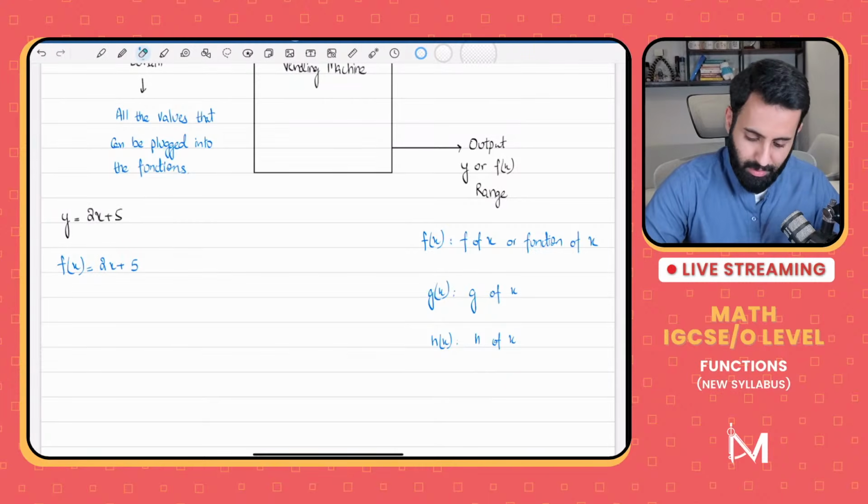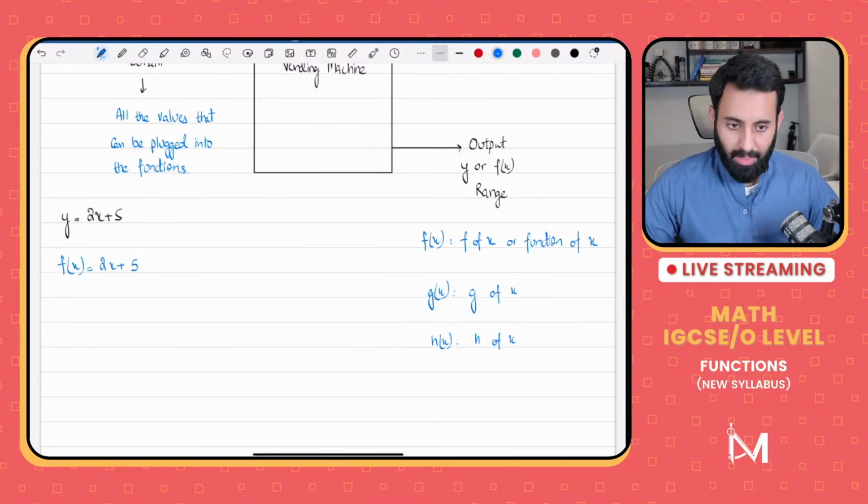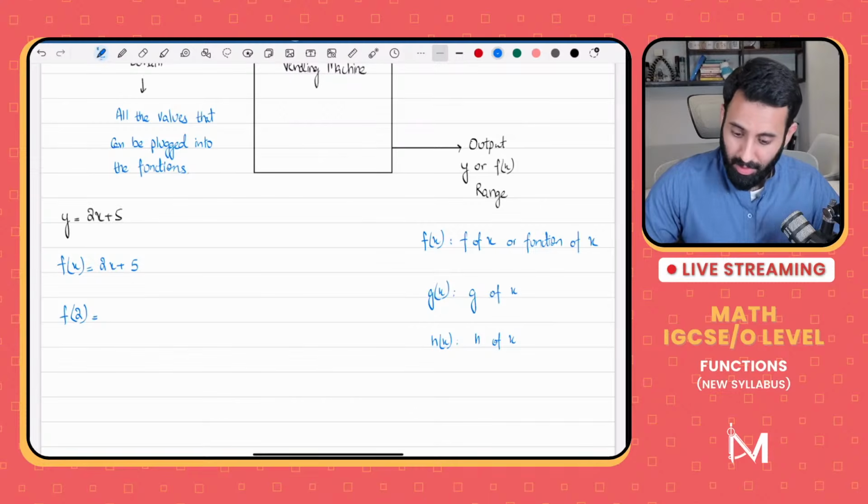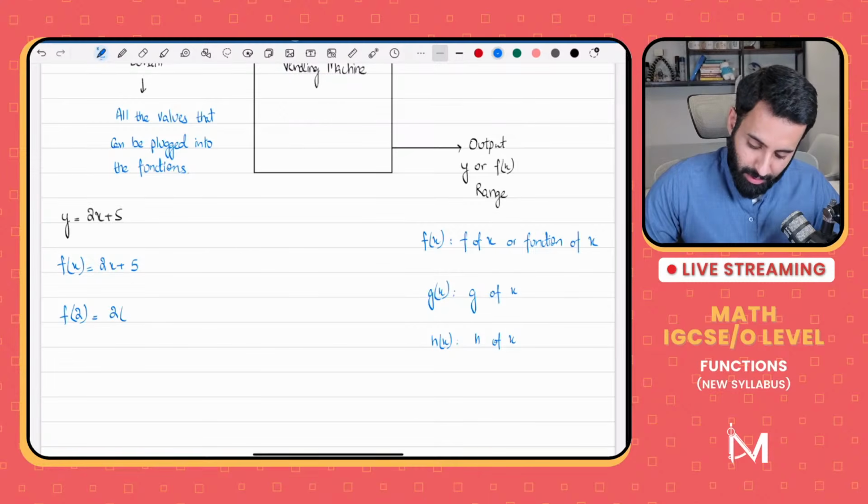Yeah, 2x plus 5. Now let's say that you are asked to find out f of 2. So that means you're going to plug in 2 into the function, which is going to be equal to 2 times 2, that's 4. And 4 plus 5 is equal to what? Is equal to 9.